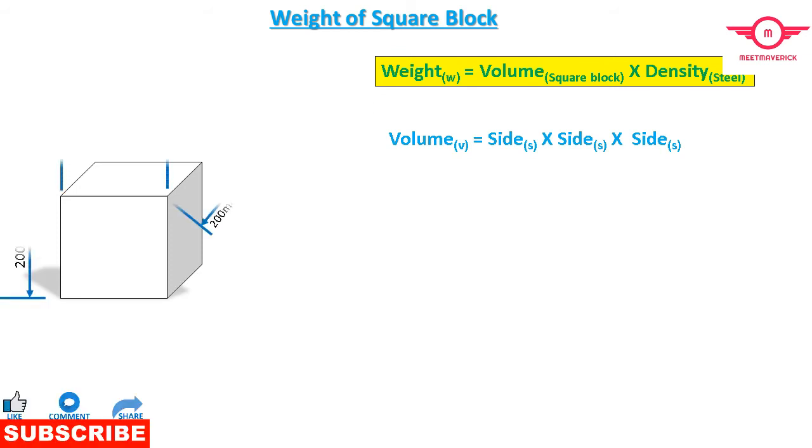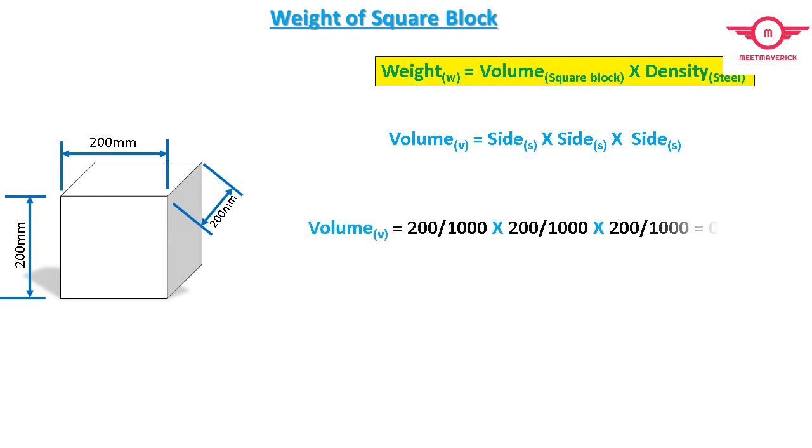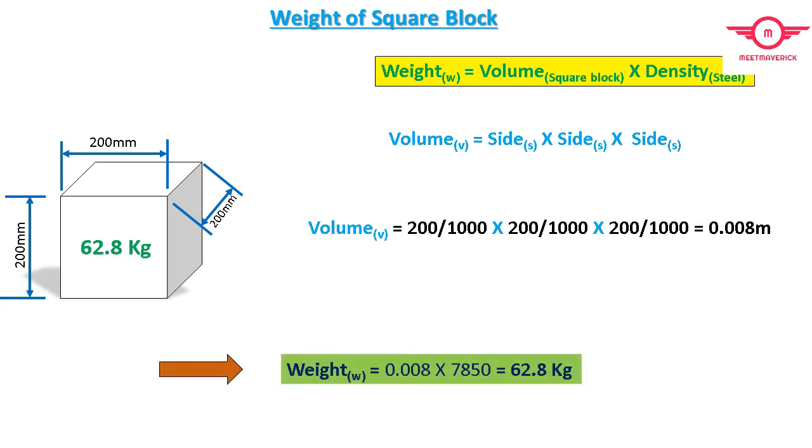Let's take an example of a square block of side 200 mm each. We need to change the unit of length from mm to meter, so I need to divide the length 200 by 1000. So 200 by 1000 into 200 by 1000 into 200 by 1000 into density 7850 is equal to 62.8 kg for that block.